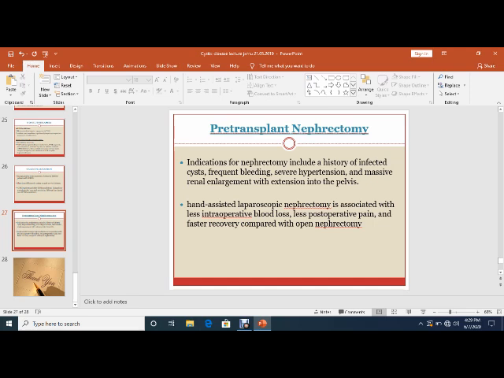Hand-assisted laparoscopic nephrectomy is associated with less intraoperative blood loss, less post-operative pain, and faster recovery compared with open nephrectomy. So there are two methods of nephrectomy: laparoscopic nephrectomy and open nephrectomy. The complications are less likely in laparoscopic nephrectomy and recovery is quicker as compared to open nephrectomy.